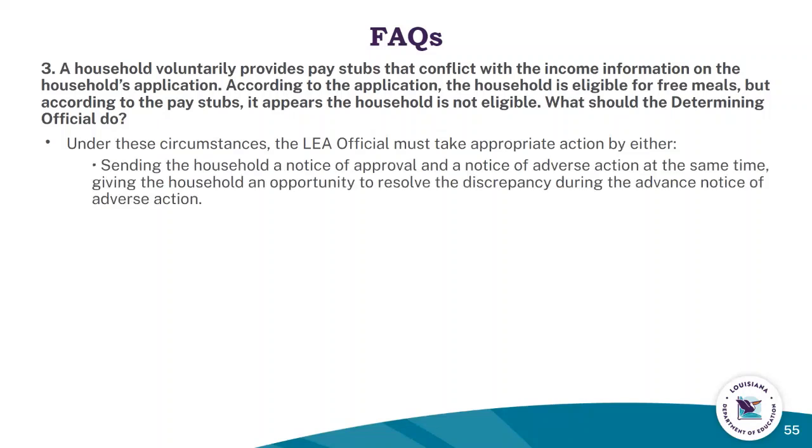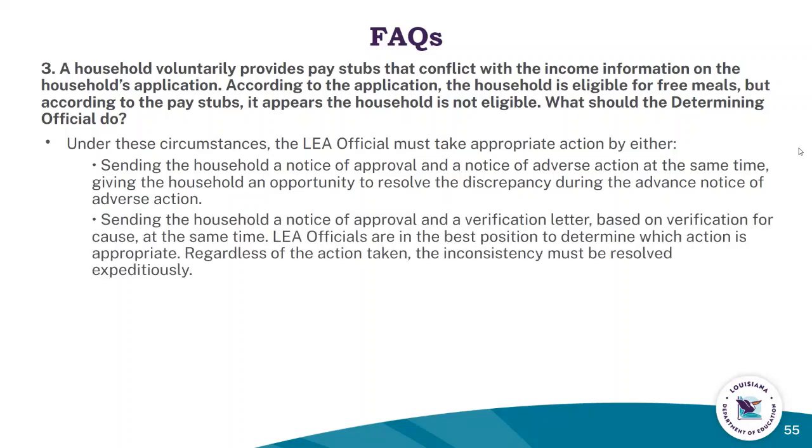Under these circumstances, the LEA official must take appropriate action by either sending the household a notice of approval and a notice of adverse action at the same time, giving the household an opportunity to resolve the discrepancy during the advance notice of adverse action, or sending the household a notice of approval and a verification letter based on verification for cause at the same time. LEA officials are in the best position to determine which action is appropriate. Regardless of the action taken, the inconsistency must be resolved.